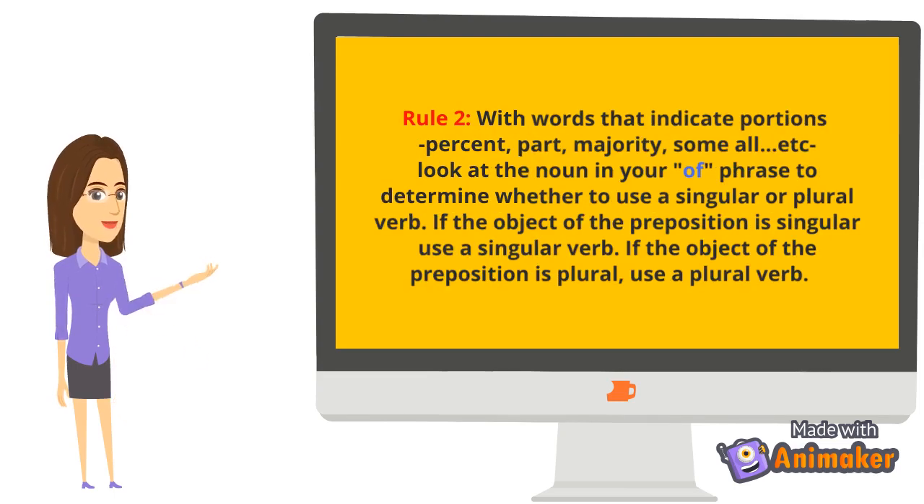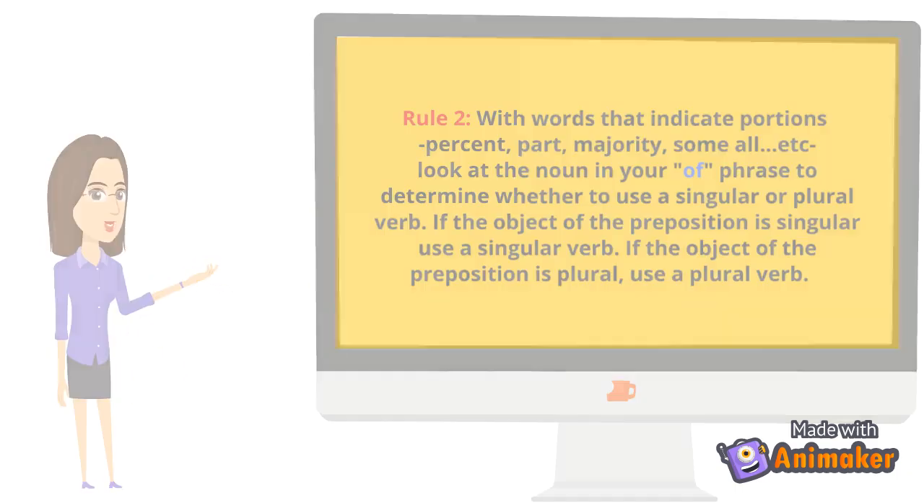Rule number 2. With words that indicate portions, percent, part, majority, some, all, etc., look at the noun in your of phrase, object of the preposition, to determine whether to use a singular or plural verb. If the object of the preposition is singular, use a singular verb. And if the object of the preposition is plural, use a plural verb.